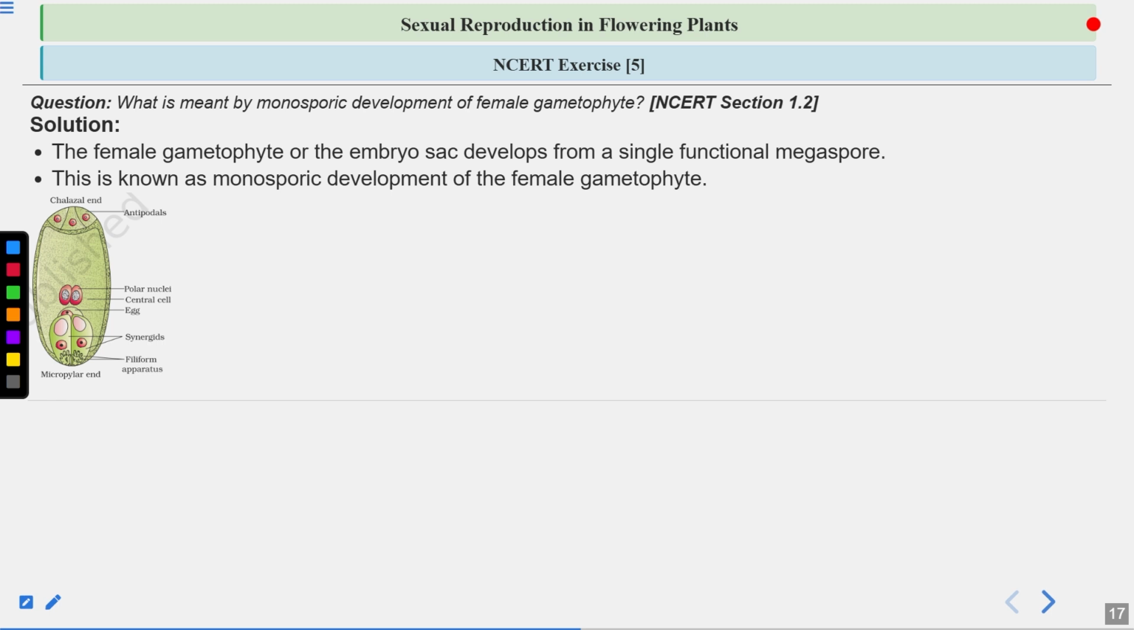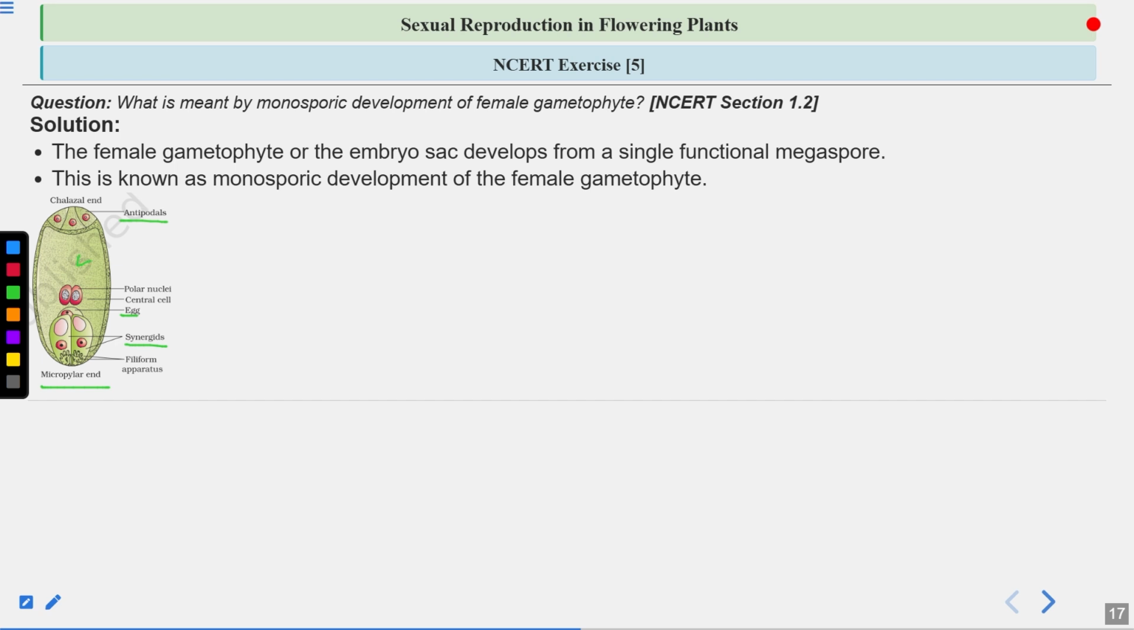Here you can see the structure of an embryo sac. It has the 3 antipodal cells at the chalazal end. At the micropylar end, it has the egg apparatus: 1 egg and 2 synergids, that are unitedly called the egg apparatus. And there is 1 central cell. This is the central cell.